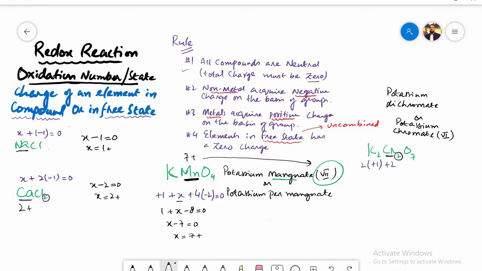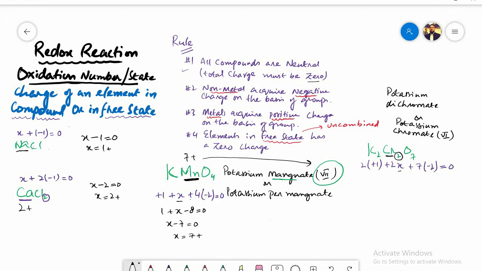Plus the next element is chromium, Cr, and the total quantity given is 2. 2 times the charge of chromium. Since we don't know the charge, we take it as x. At the same time, 7 times oxygen, and oxygen means minus 2, gives a total value of 0. This is basically the equation that we have created, and now we have to solve it for x.